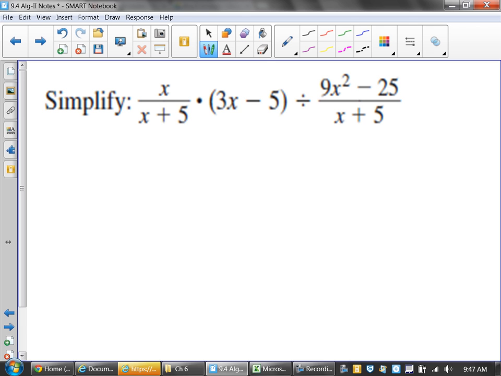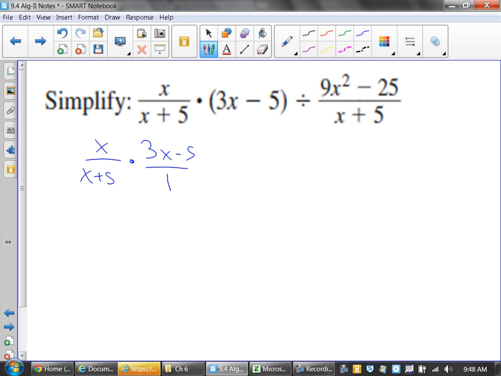It looks like it's going to be really nasty, but it's the same exact idea. When you have multiplication and division thrown together like this, remember, the order of operations tells you to multiply and divide in the order in which you see it. But when you're dividing fractions, what are you doing? You're multiplying by the reciprocal, right? So as I'm writing this problem out, this first group, x and x plus 5, there's nothing I can do. So I just write x plus 5, times 3x minus 5 over 1.